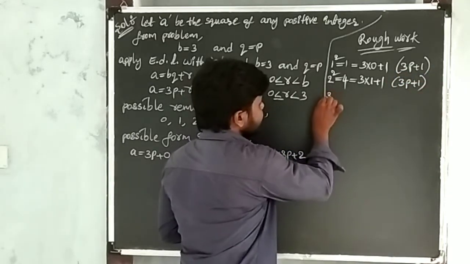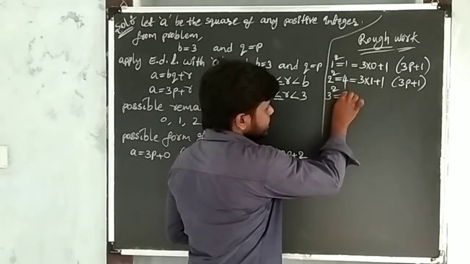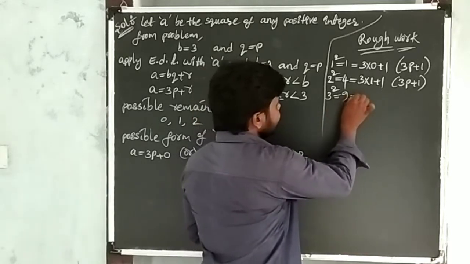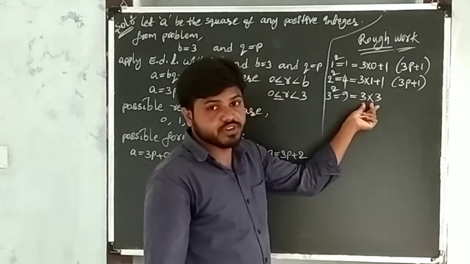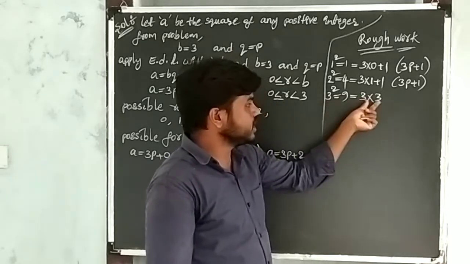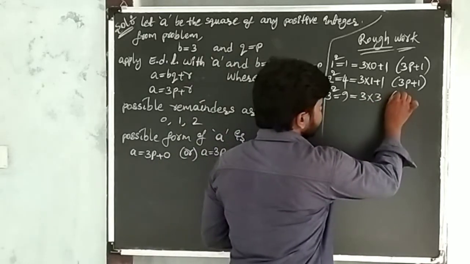Next, I am taking 3 square. 3 square value is 9. We can write this 9 as 3 into 3. 3 into 3 we got in the form 3p. We got this 3 square in the form 3p.